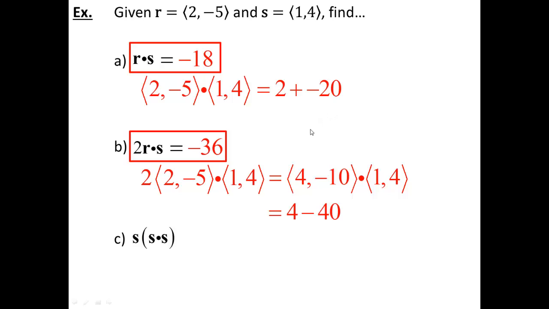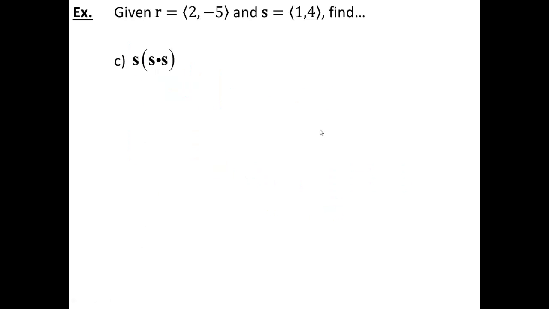Now the last one, remember, just follow the order of operations. We'll be fine. Do the parentheses, what's inside the parentheses first before you deal with the S on the outside. We'll do S dot S, which just means take 1, 4 and multiply it by itself. 1, 4 dot 1, 4. So 1 times 1 is 1, 4 times 4 is 16. Put it together, we get 17. Not my final answer because I still have to take that 17 and multiply it times the vector S.